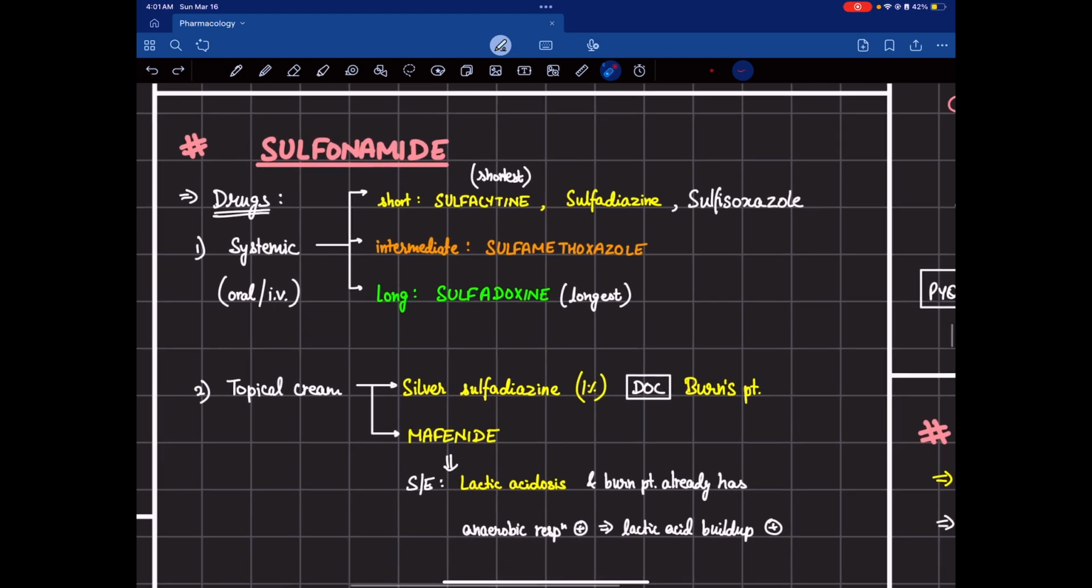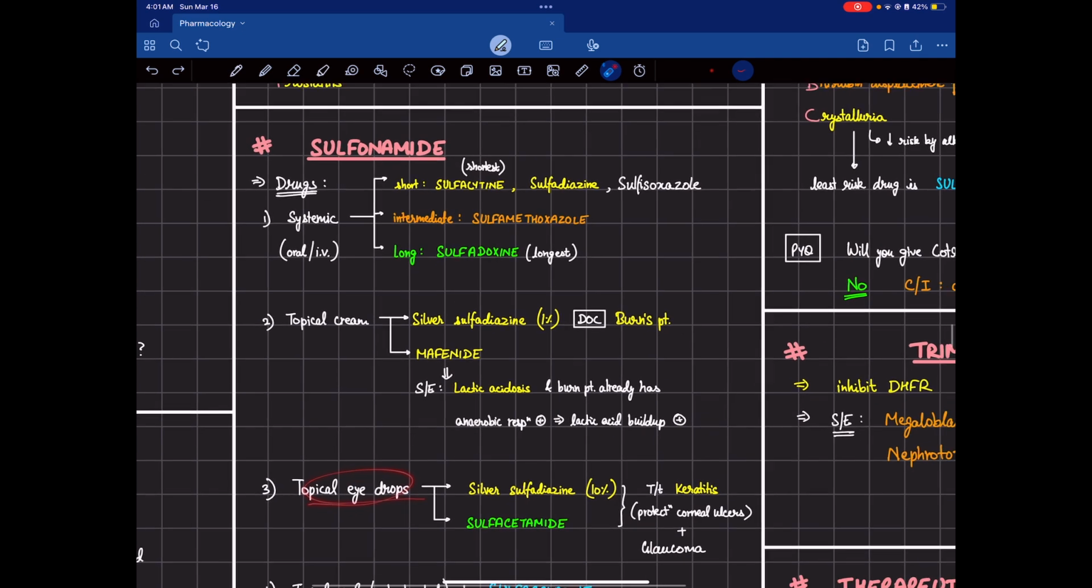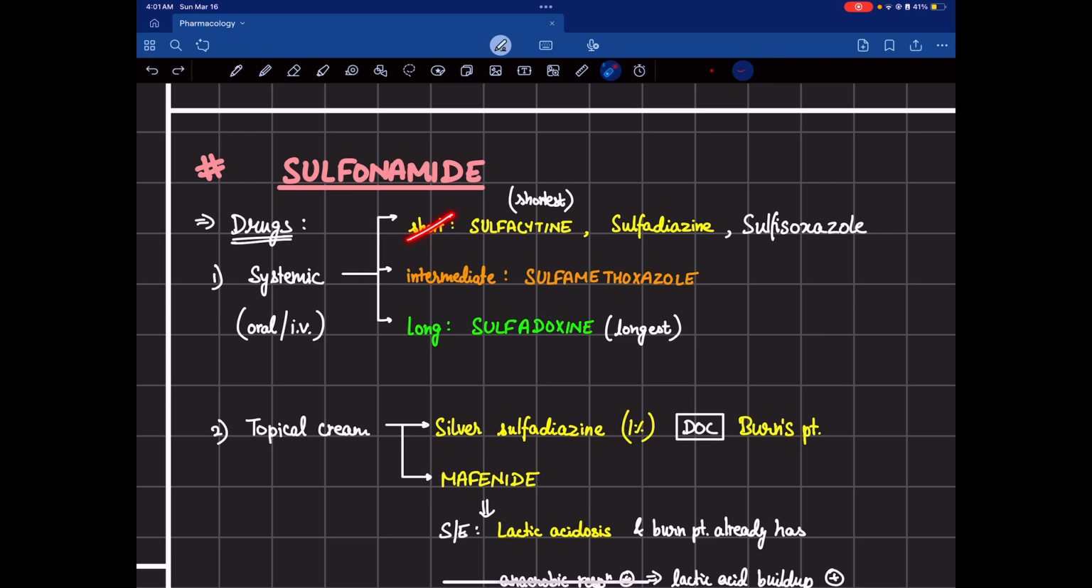Moving on to the next drug, that is sulfonamides. The drugs that are used can be either systemic or topical cream. There's also topical eye drops that are used and topical oral. For systemic, you have short acting, intermediate acting and long acting. In short acting, you have sulfacetamide and you have sulfadiazine and you have sulfisoxazole. Out of the three, shortest acting is sulfacetamide. Intermediate acting, there's only one drug, that is sulfamethoxazole.